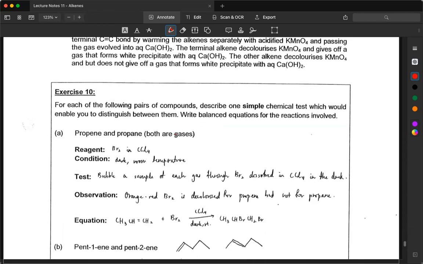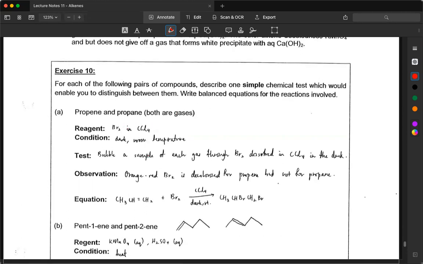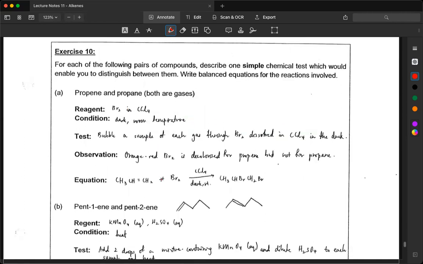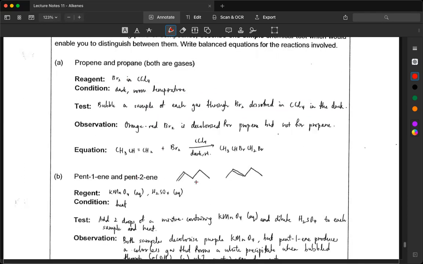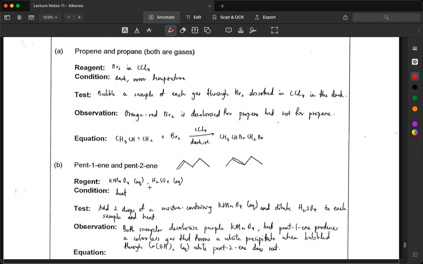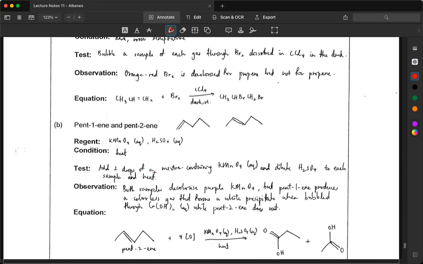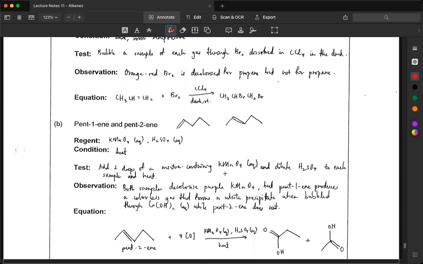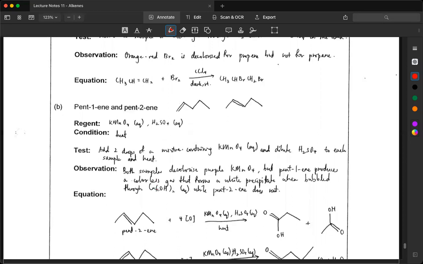So for each of the tests, for pairs of compounds, describe one simple test to distinguish between them. You can use Br2, I will just run through this very quickly. It's a repeated point, but pent-1-ene and pent-2-ene cannot be distinguished using Br2 because of the terminal carbon. So you can use KMnO4: heat, add drops of a mixture containing KMnO4 and dilute acid, and heat. It will decolorize, but pent-1-ene also produces a colorless gas that forms a white precipitate when bubbled into limewater, but pent-2-ene does not. Because this will break down to form CO2.